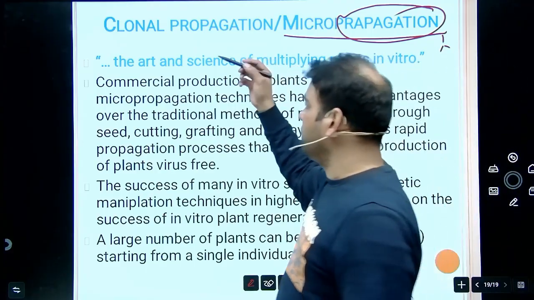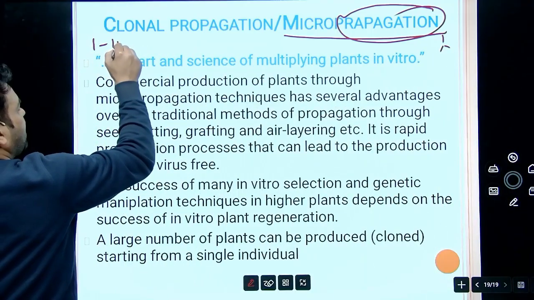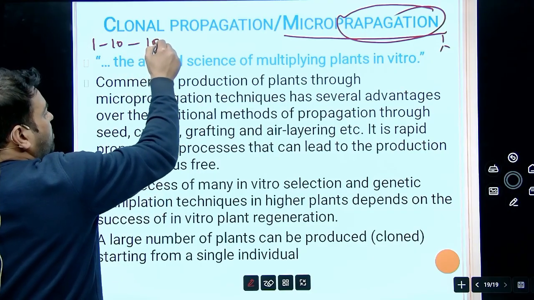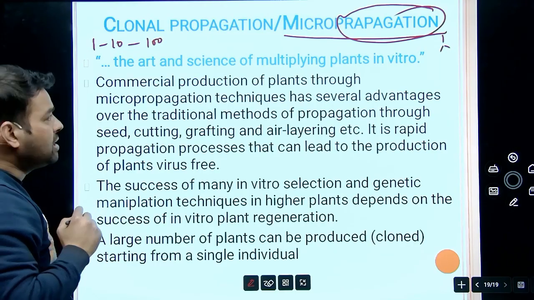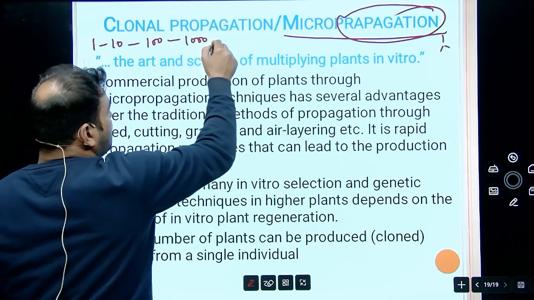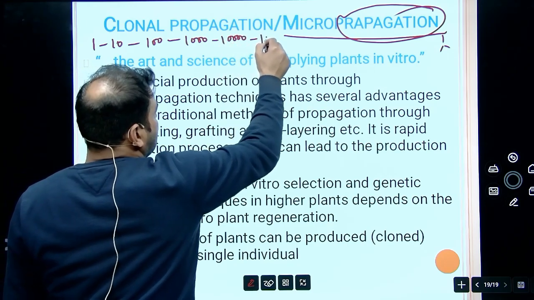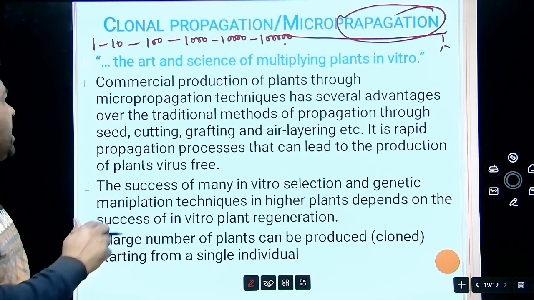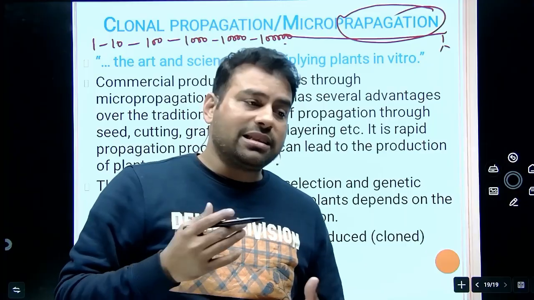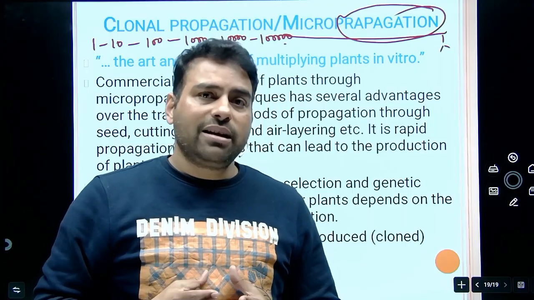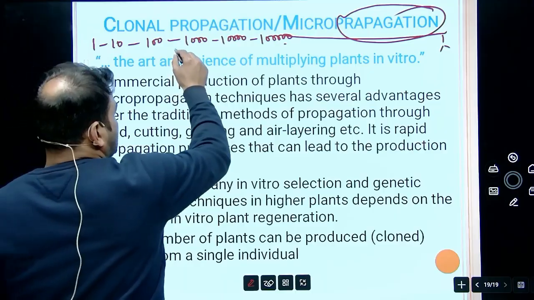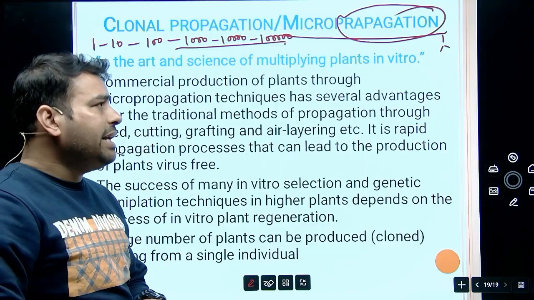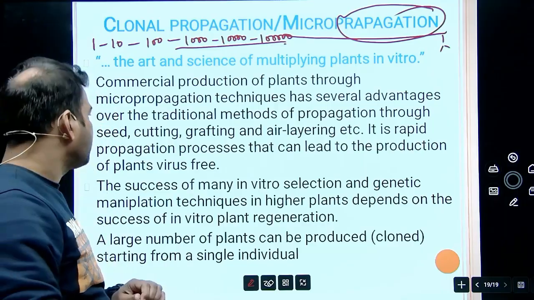We will get from 1 plant to 10 plants in 6 to 8 weeks. Then we will get 100 plants from these 10 plants, then 1000, 10,000, 1 lakh. So we can multiply plants into the millions according to the area available, the size available, and the skilled persons available. Within a year, we can produce millions of plants.